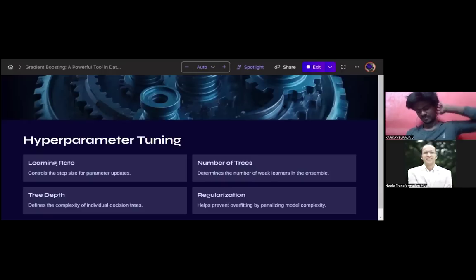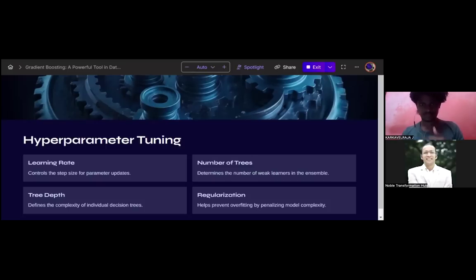The learning rate controls the step size for parameter updates. So that is one of the aspects of hyperparameter tuning. Then we have the number of trees. It determines the number of weak learners in the ensemble. Okay, ensemble learning, we are learning that, gradient boosting, right? So in that hyperparameter tuning, the number of trees determines the number of weak learners in the ensemble.